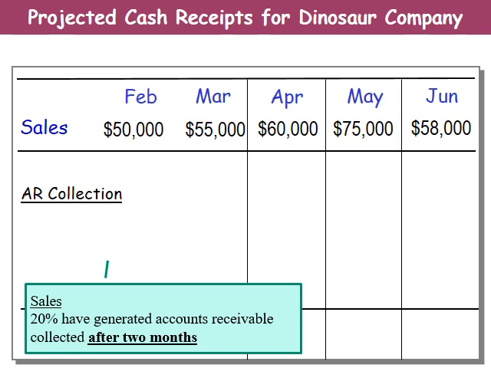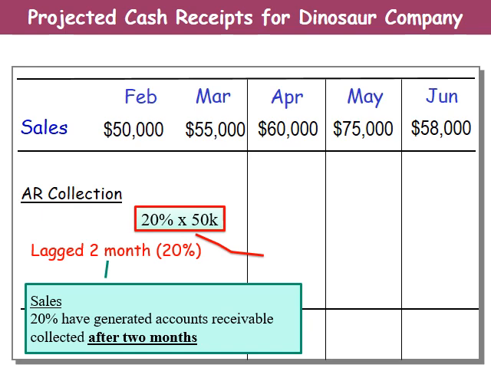20% have generated accounts receivable collected after 2 months. It means that between the point of sales and the point of cash collection, there's a lag of 2 months. So you make a sale today and collect cash in 2 months' time. So 20% of the sales will be collected in 2 months' time.